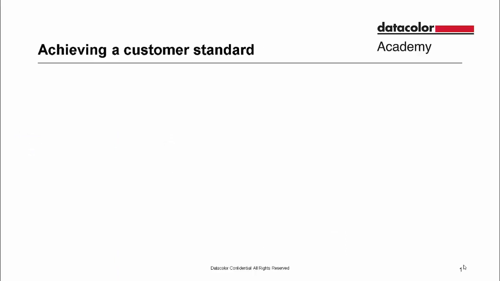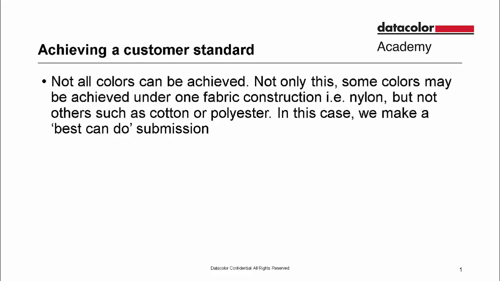We have shown how to search for colors and recipes in Datacolor Tools and Match Textiles. We will once again look at the variables we may face when searching and matching colors. Not all colors can be achieved. Some colors can be achieved under one fiber like nylon, but not under others like cotton or polyester. In this case, the submit must be a best can do submission.